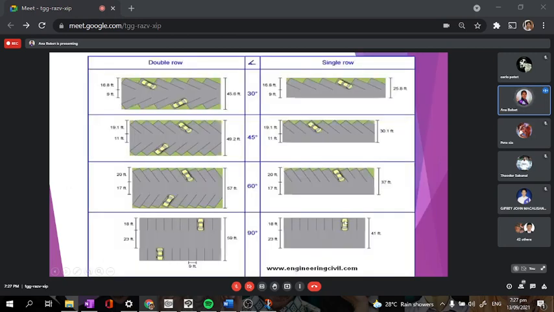Okay, so that's the actual one. You have double row, single row application as well. Double is two rows, front to front or side to side. And then this is an example of 90-degree, back to back. And then this is single row, no? Single row but at different angles.